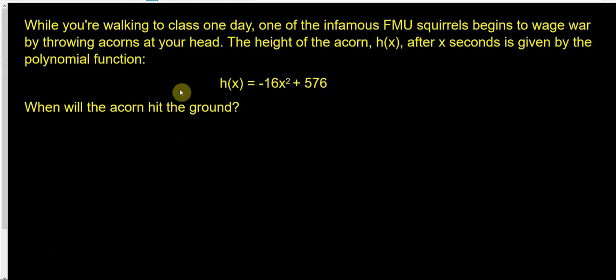So you're walking to class on campus one day, and one of the infamous Francis Marion squirrels begins to wage war by throwing acorns at your head. The height of the acorn, h of x, after x seconds is given by the polynomial function h of x equals negative 16x squared plus 576. When will the acorn hit the ground? So let's draw something to help us. So this squirrel is up in the tree.